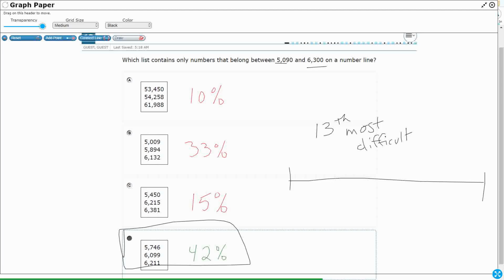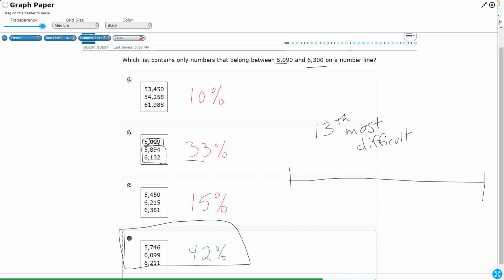So I'd highly suggest students drawing some type of number line, even if they want to make it vertical, more like a thermometer, that would work. But we need some type of visual. We see that 33% of our students at least chose B, and even though that one doesn't work, these two do work, so it was 2 out of 3 correct.